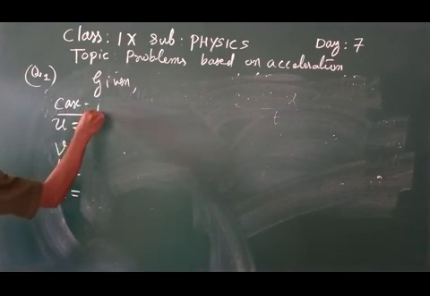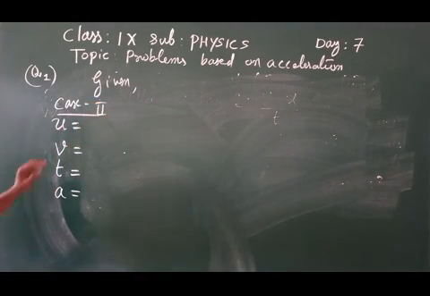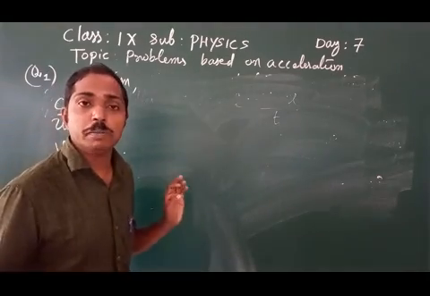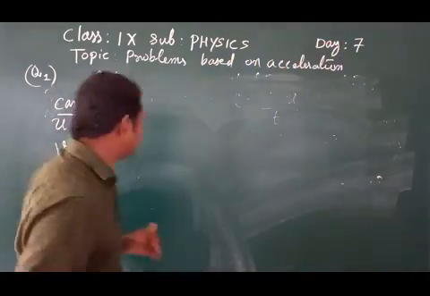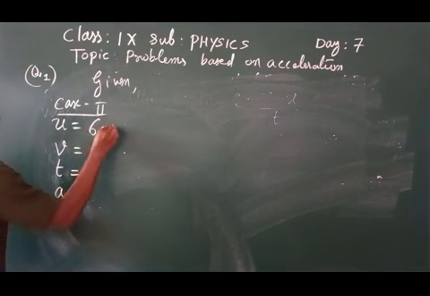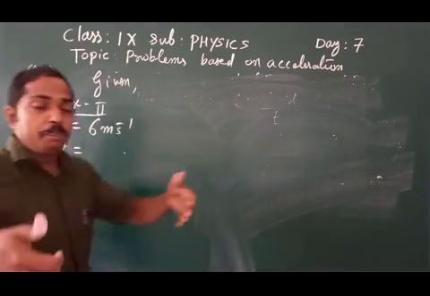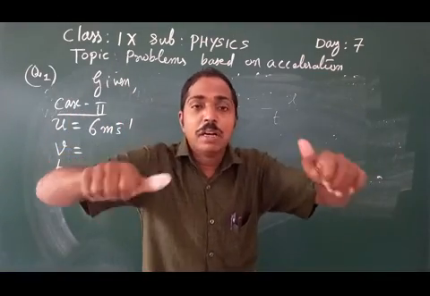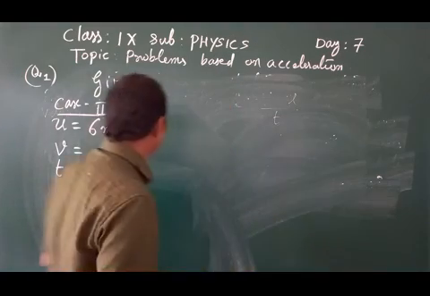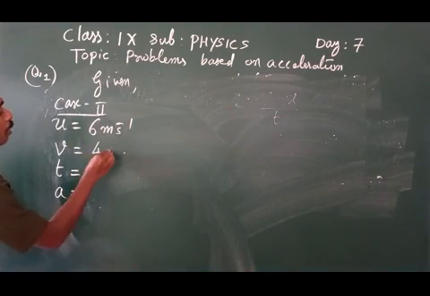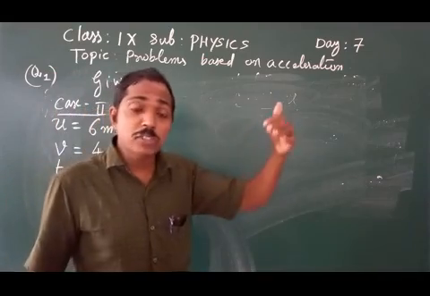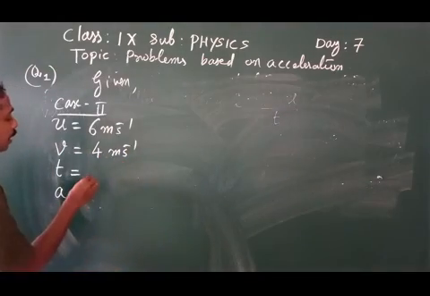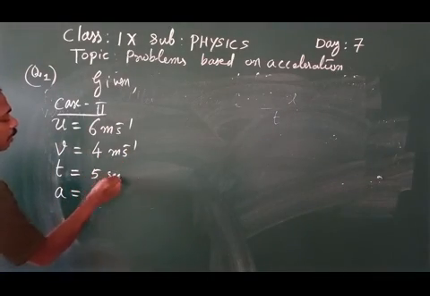Case 2. In case 2, what will the initial velocity be? Now, 6 meter per second, I told. That's 6 meter per second is the initial velocity. Then after applying brakes, velocity decreased to a value of 4 meter second raised to minus 1. The time taken to change this velocity is 5 seconds.